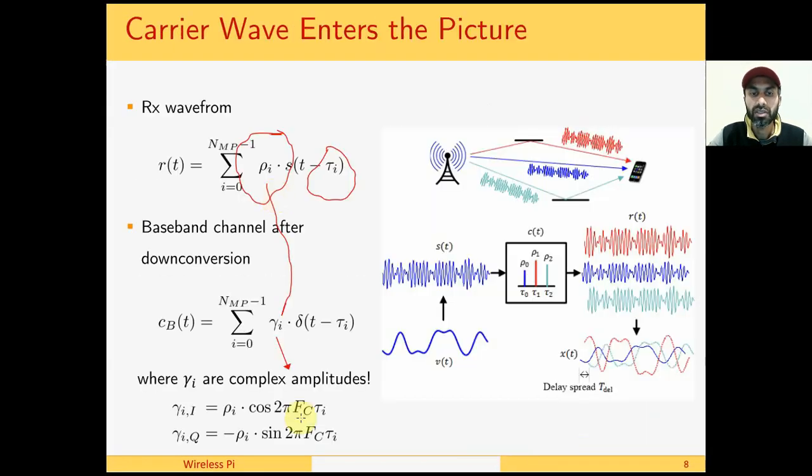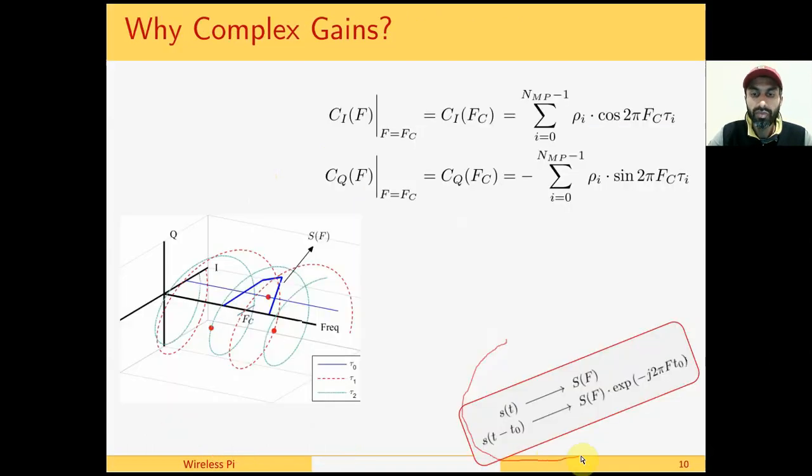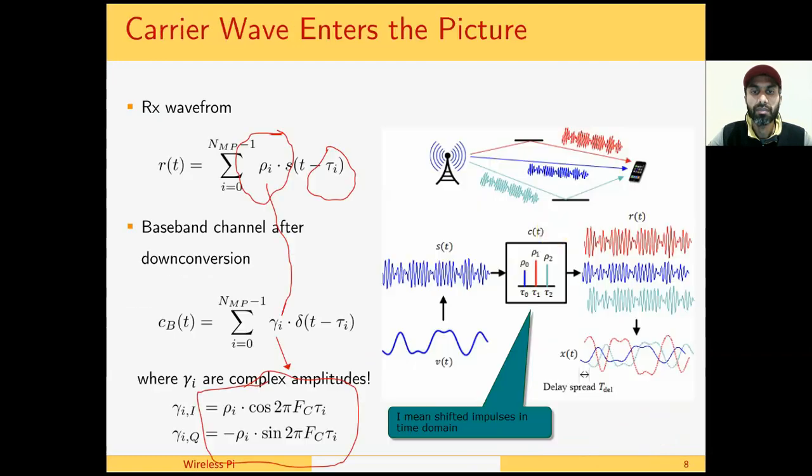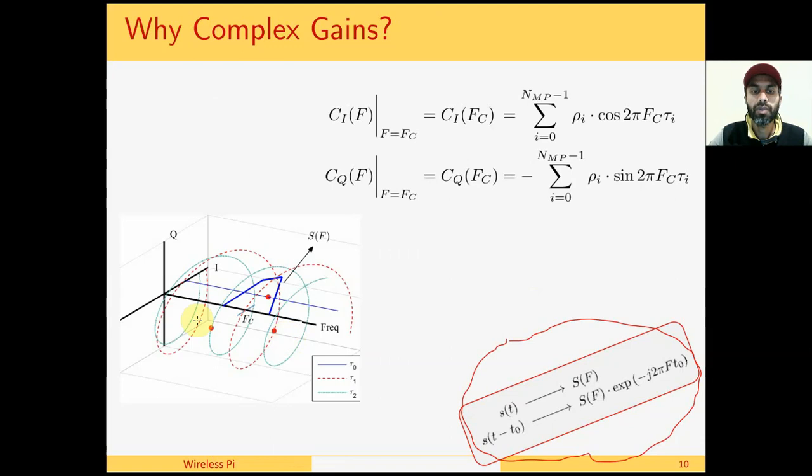Now we come to the point where we ask the question why the real channel gains rho i, which were just amplitude scaling, hence a real number, have turned into complex numbers. If we recall the same result we have used over and over again, a shift in one domain manifests itself as a multiplication of complex sinusoid in the other domain. So when there is a shift in time of these paths, this gives rise to complex sinusoids in frequency domain of the channel response. These are complex sinusoids rotating at different inverse periods, which are actually the time delays tau i's.